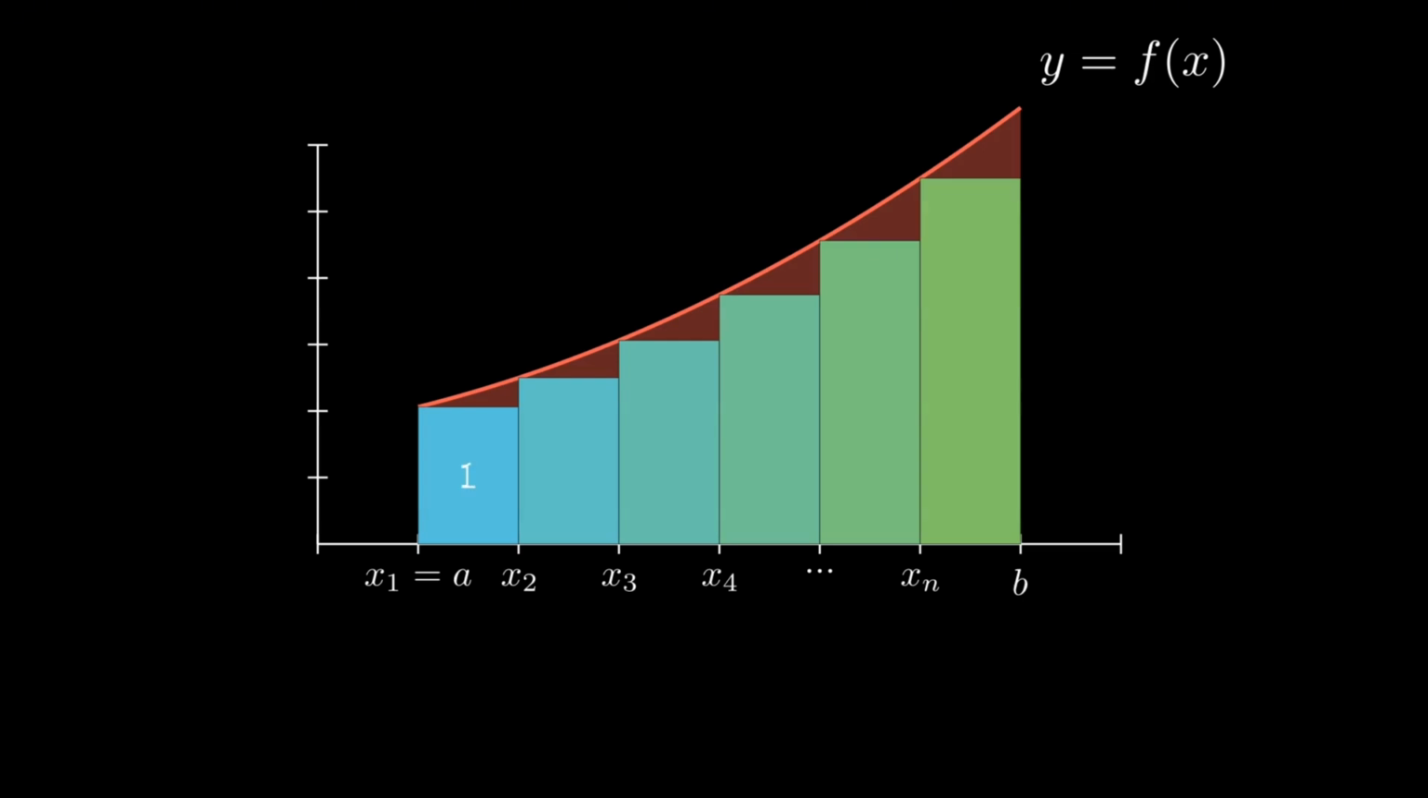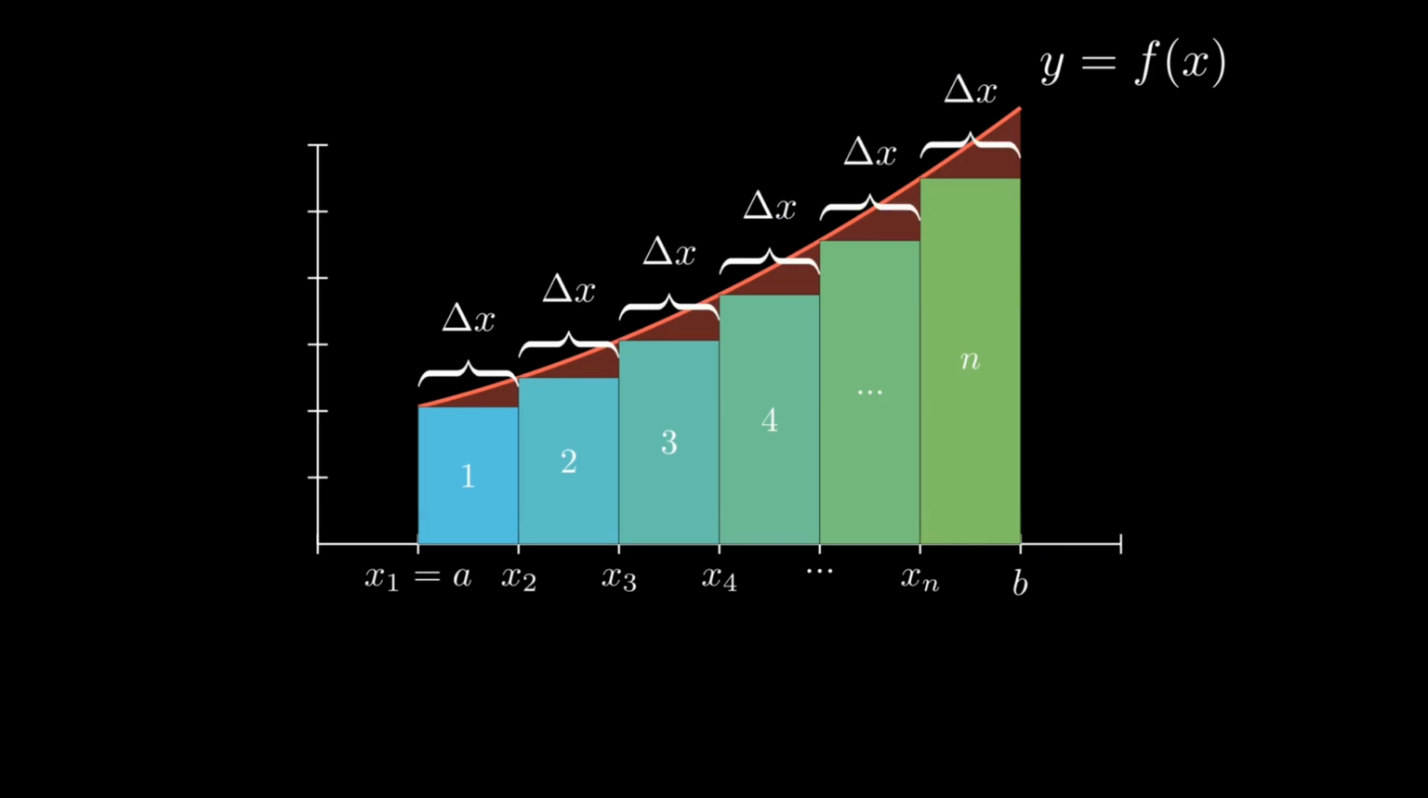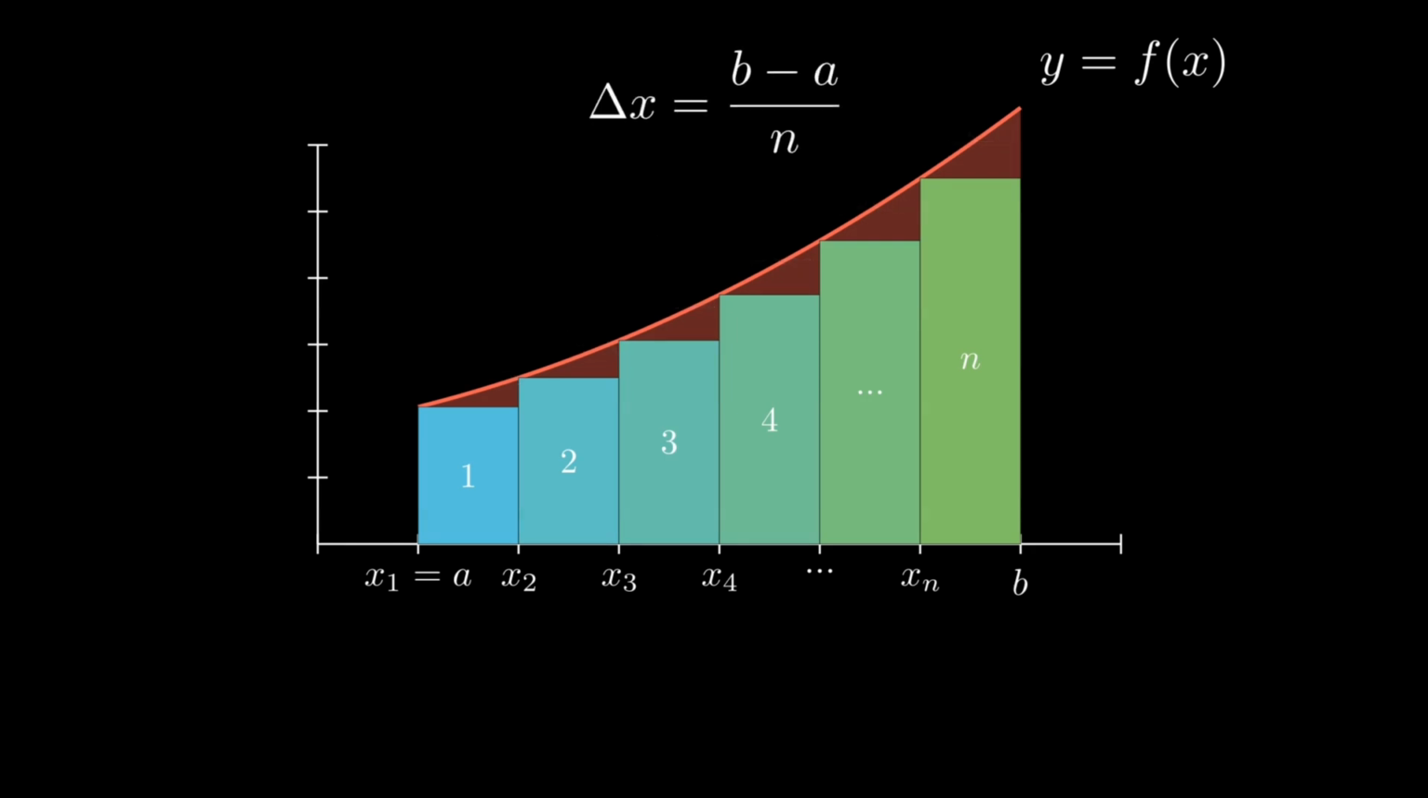First, we divide the interval from a to b into n equal parts, creating n rectangles. If we create n rectangles, each will have a width of (b minus a) divided by n. Let's call this width delta x. Then, we calculate the sum of the areas of all n rectangles.